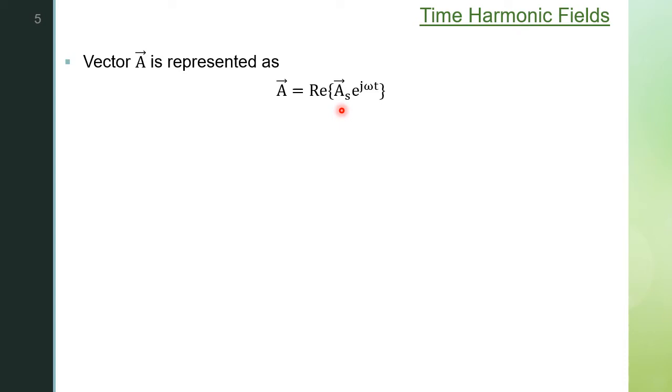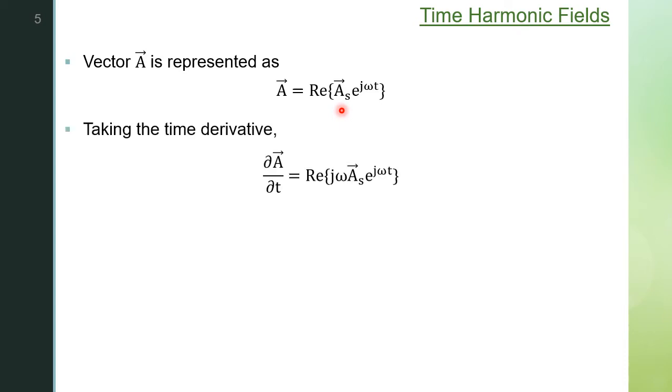Now let us try taking the time derivative of this vector A. When you take the derivative with respect to time, the derivative of e raised to j omega t will be j omega e raised to j omega t, as As is a parameter which is independent of time.